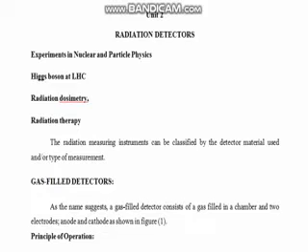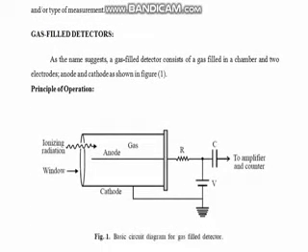As the name suggests, a gas filled detector consists of a gas filled in a metallic chamber. There are two electrodes, one is the anode and the other is the cathode. The anode is a thin wire which runs through the center of the chamber. The cathode is simply the metallic surface of the chamber. These electrodes are connected to an external circuit consisting of a resistor, a capacitor, and DC voltage. There is a thin window on one circular end of the chamber which allows the particles to enter the chamber.